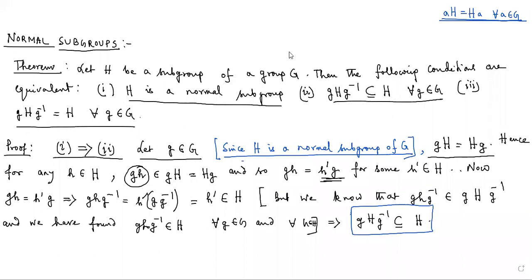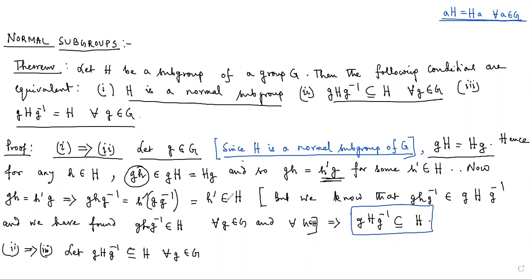Now I am going to show the second part, that statement 3 is directly implied from statement 2. So in statement 3, we are actually assuming that g H g inverse is a subset of H for all g belonging to capital G.